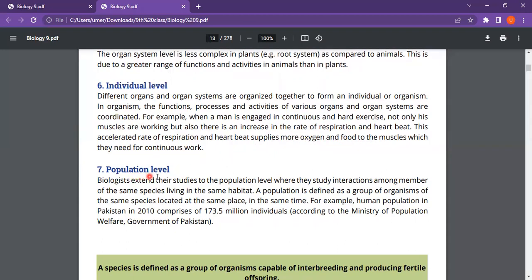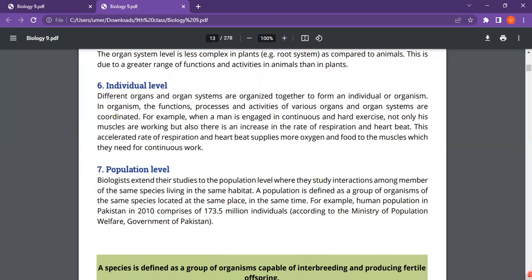Population level. Biologists extend their studies to the population level, where they study interactions among members of the same species living in the same habitat. A population is defined as a group of organisms of the same species located at the same place at the same time. For example, the human population in Pakistan in 2010 comprised 173.5 million individuals, according to the Ministry of Population Welfare, Government of Pakistan.